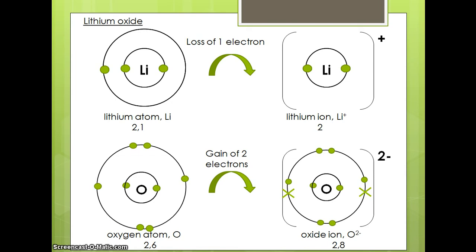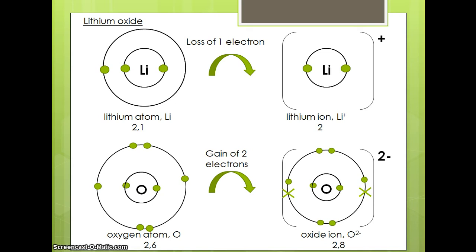Next, we look at the respective elements and write down the formula of its ions. For lithium, we know it has an electronic configuration of 2, 1. Hence, to obtain a stable electronic structure, a lithium atom will lose one electron to form lithium plus ion, Li+, with an electronic configuration of 2.